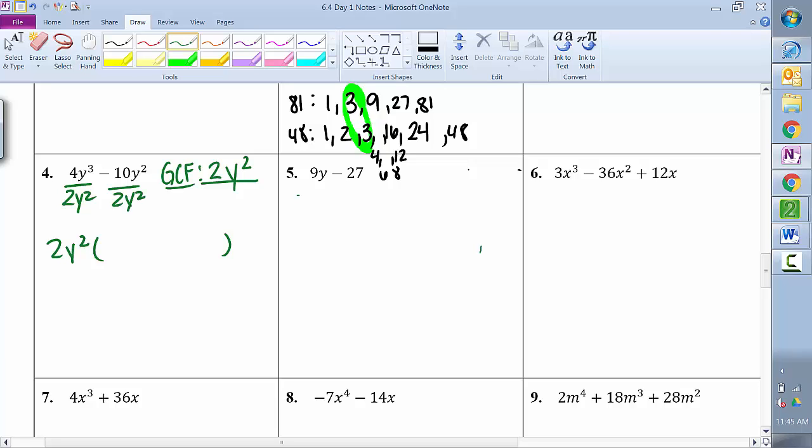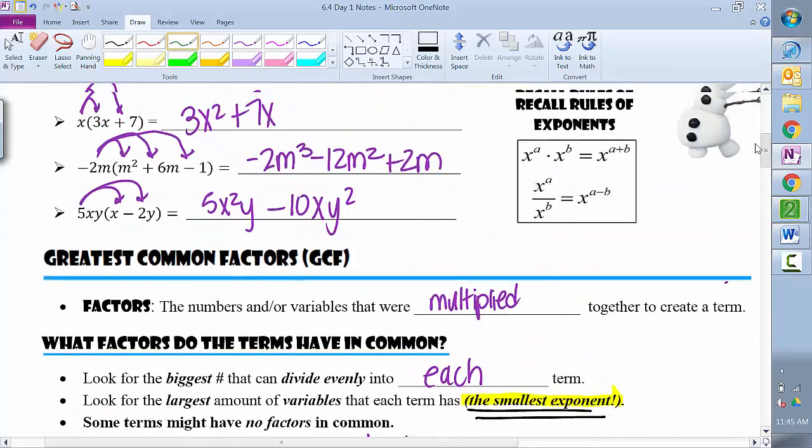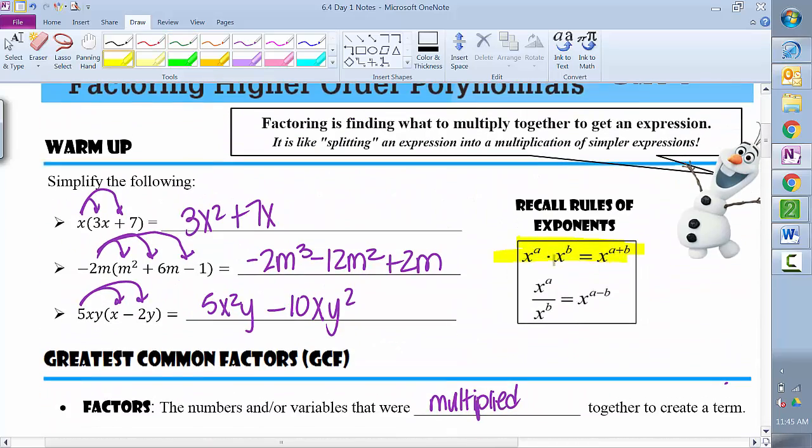What is 4y cubed divided by 2y squared? Doing 4 first, yep, you can do 4 first. Well, what's 4 divided by 2? 2. And then what's y cubed divided by y squared? You have 3 y's, and you crossed off 2 of them, so how many do you have left? 1. It's okay. And if you ever get stuck, maybe go back and highlight this. I put the rules of exponents on there just in case you needed them. The trick is you subtract them.